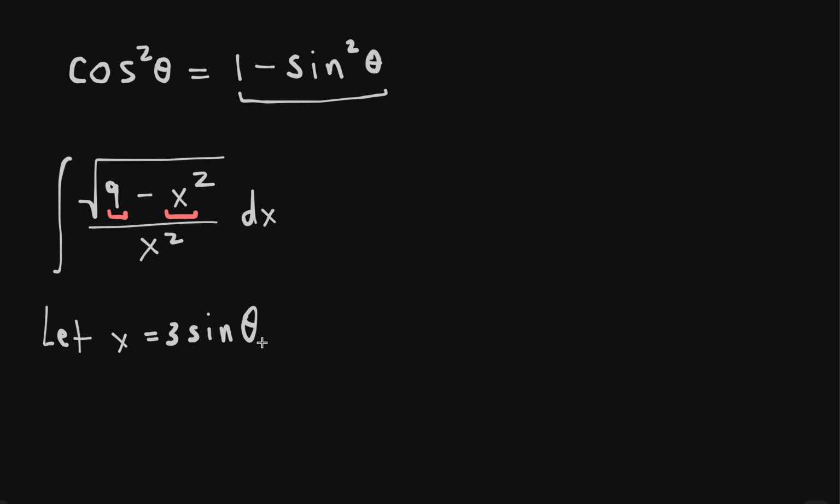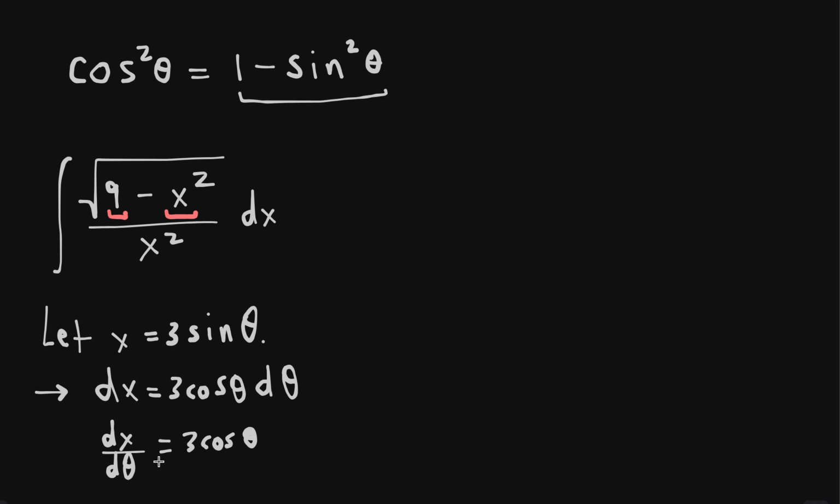So if x is equal to this, then dx is equal to 3 cos of theta d theta. Essentially what I did is I did the derivative of x with respect to theta, which is just 3 cos of theta. And then I simply moved the differential down here over to this side of the equation. That's how we get this.